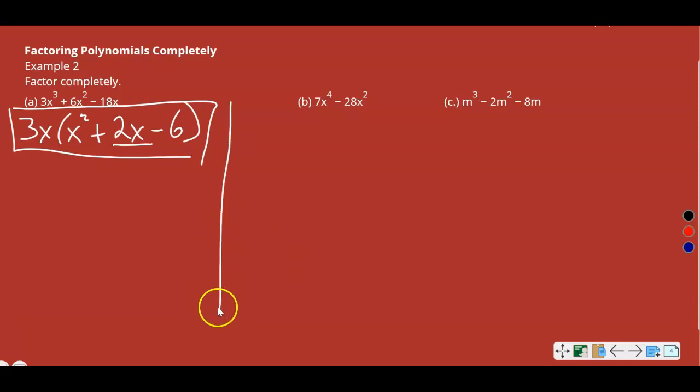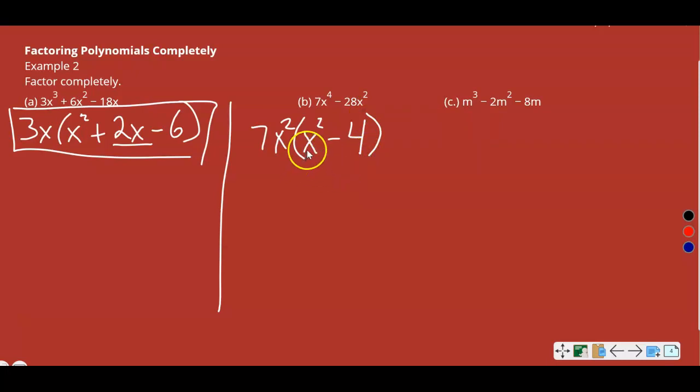All right, 7x to the fourth minus 28x squared. Hopefully you know that 7 goes into both 7 and 28, so I can pull a 7 out of both terms. Also, x to the fourth and x squared, I can factor out an x squared from both terms as well. All right, so 7x squared from 7x to the fourth leaves an x squared. And 7x squared from negative 28 would be negative 4. Since I factored out the x squared, there will be no variables there.